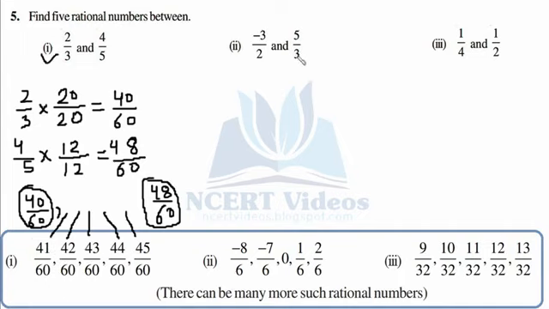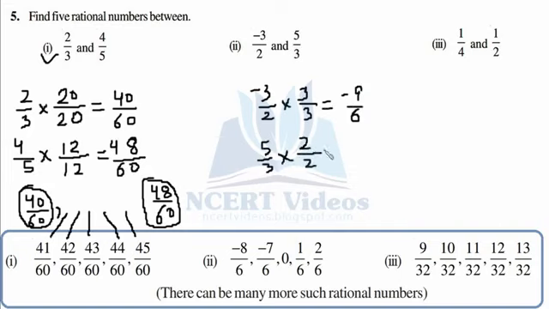Second, let's make the denominator the same. Let's make it 6. So we have negative 3 over 2. How can we make it 6? 2 threes are 6, so we have to multiply the numerator as well so that the value doesn't change. Minus 9 over 6. For 5 over 3, we have to make the denominator 6. 3 twos are 6, and 5 twos are 10. We get 10 over 6.